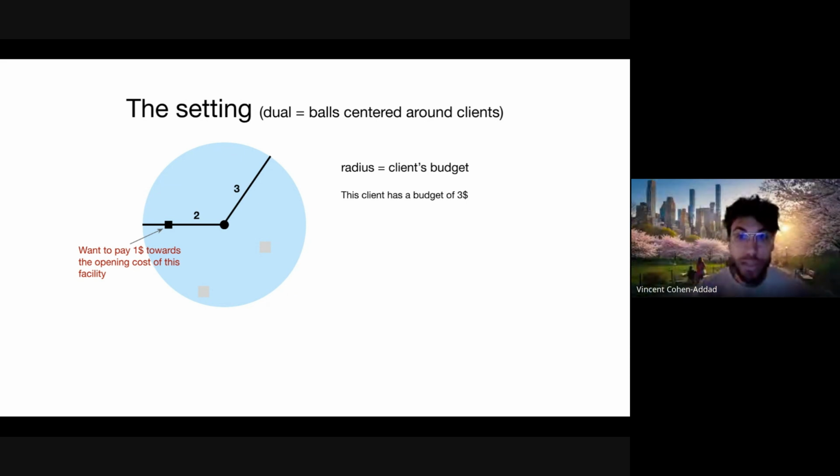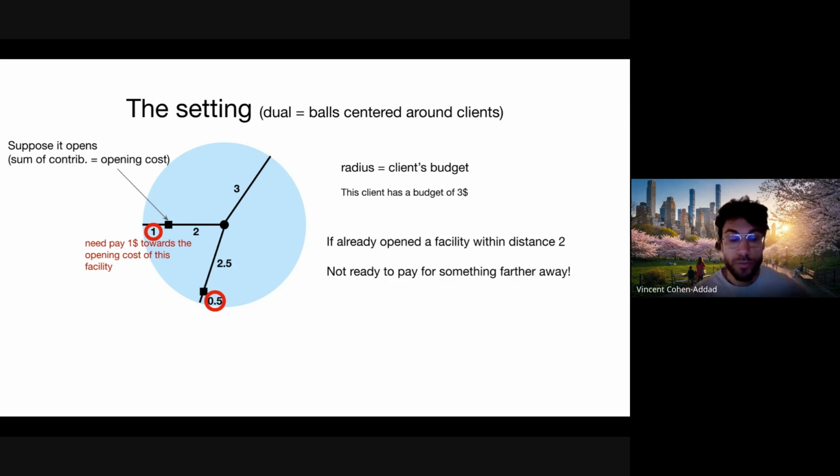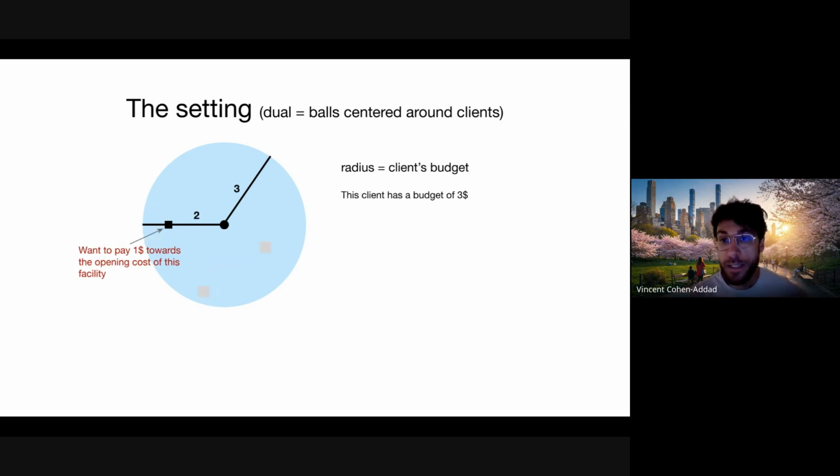Well, this budget means that for a facility at distance, say, 2 from the client, the client has a budget of 3. So it can spend this budget by spending 2 traveling to the facility, and then it has an extra budget of 1, and that's what it's willing to bid to open that facility. Okay, so that's basically the main idea.